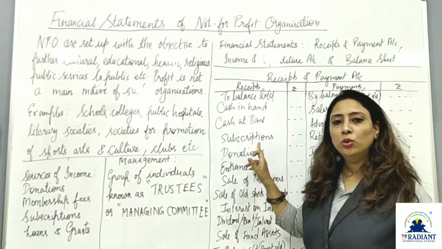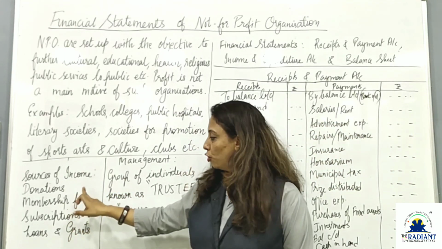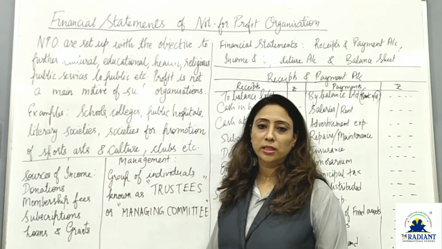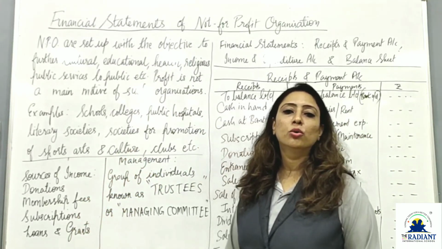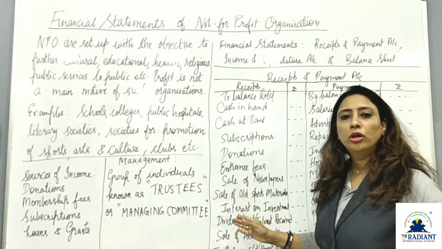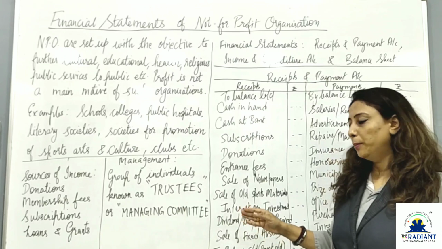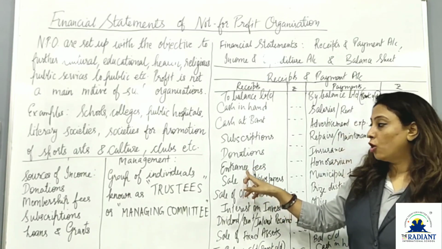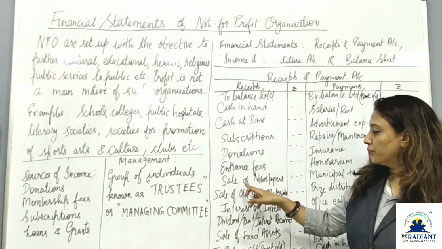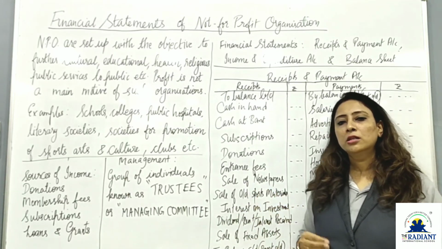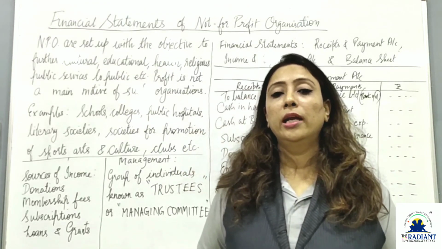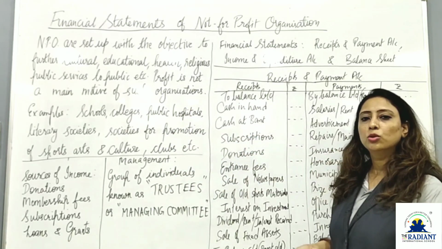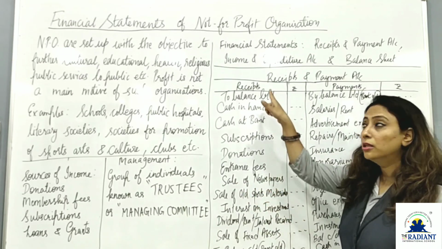Now you have subscription. As I told you, the sources of income for NPOs are the following: donation, membership fee, subscription, grants, loans, etc. So these are all the receipts which you are going to receive. Obviously we are going to record them under the heading of receipts in the receipts and payments account. So subscriptions, donations, entrance fee, all of these are your receipts. Then comes sale of old newspaper. Sometimes there are small minor amounts of income also, like when you sell the old newspaper which is of no use to you, you get a certain amount. That is also your income, that is also your receipt. So you are going to write it here under the column of receipts.